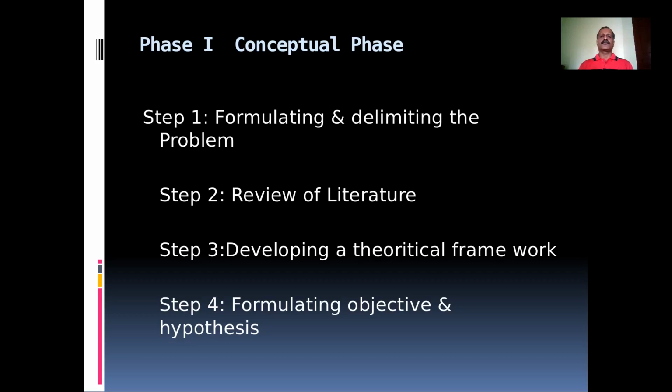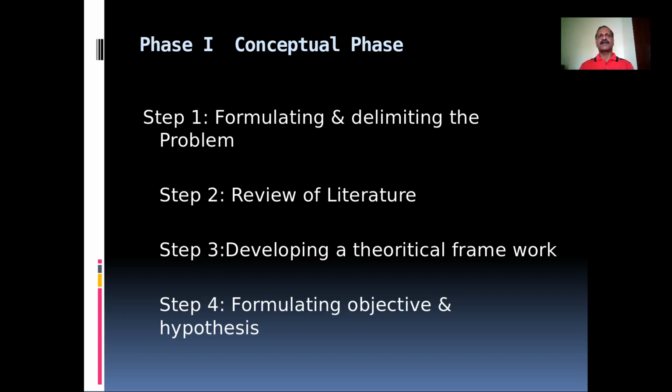Okay. Good afternoon, students. Today we are continuing with the last part of Unit 1, that is the Introduction to Nursing Research. Today we are going to discuss the different phases and steps in nursing research.